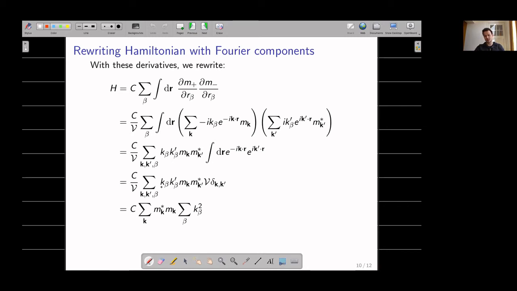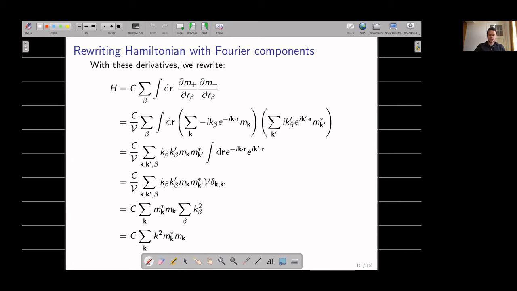Once k is equal to k prime, one can combine them into k squared beta. And here, as you can see, you can write it also as the norm of k squared, as I write below.